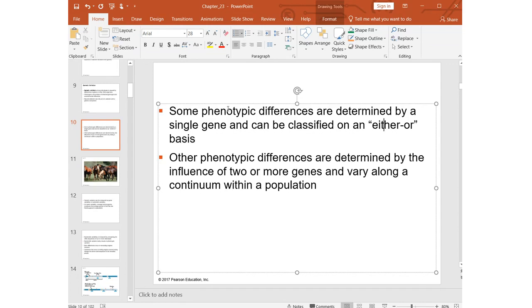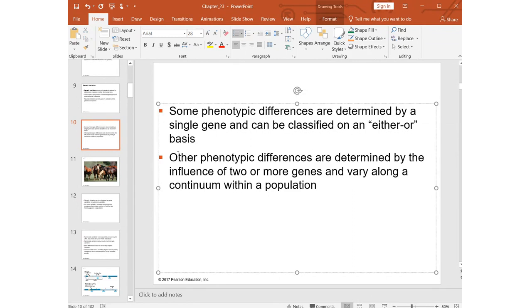And so there's a lot of traits that can be classified as either-or. You have either blue eyes or brown eyes or green eyes, or yellow.